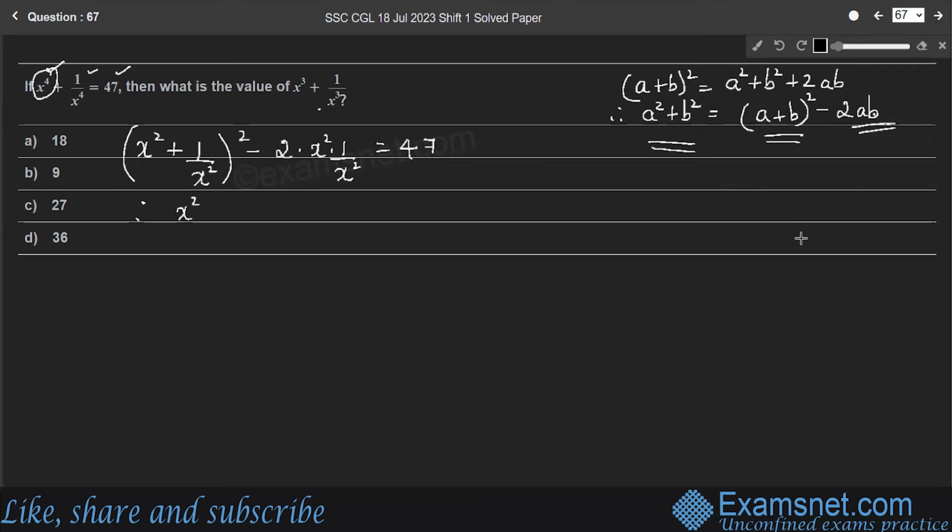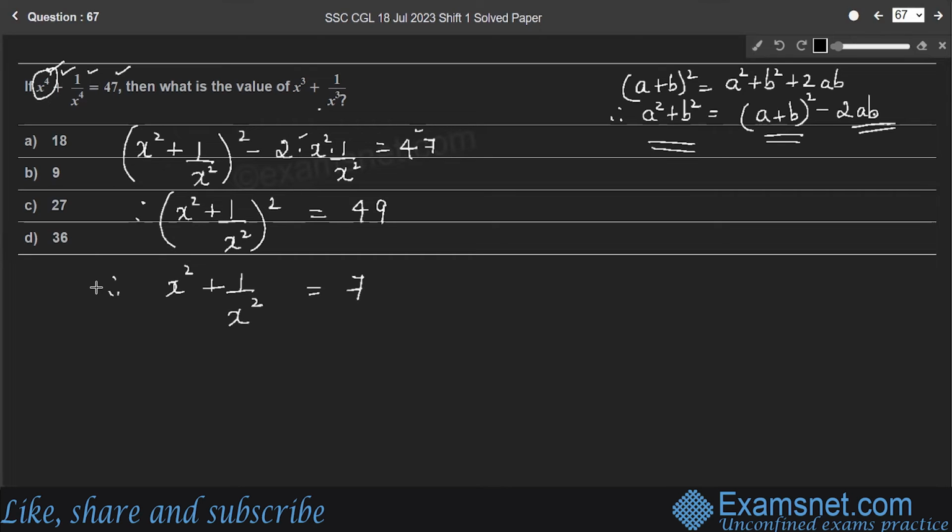Therefore, x square plus 1 by x square the whole square is equal to 47 plus 2, here x square and x square will get cancelled, so it is equal to 49. Therefore, x square plus 1 by x square, its square is 49, so it becomes root of 49, which is 7, right? So we have reduced the power here from x raised to 4 to x square.